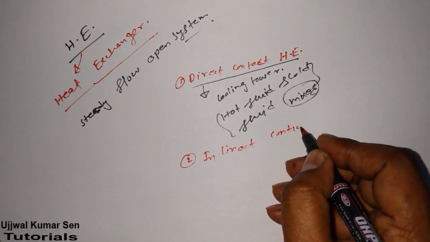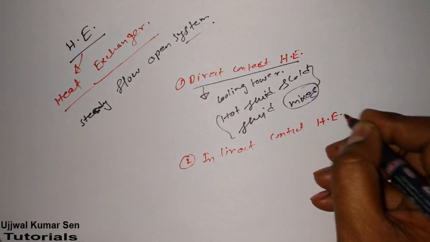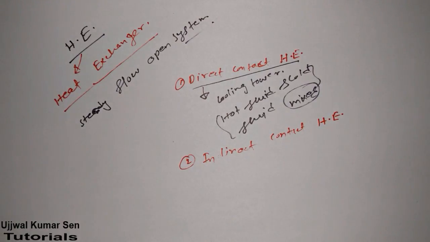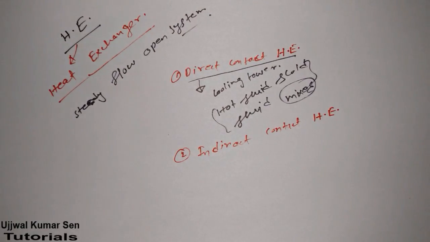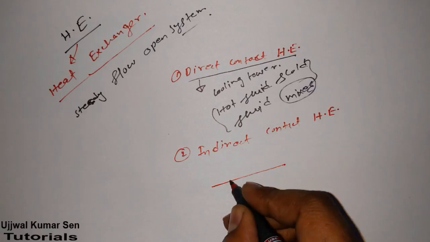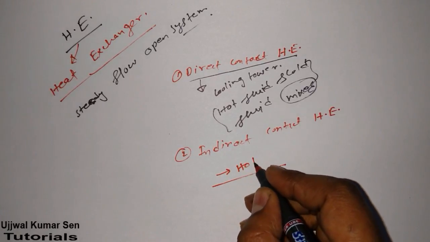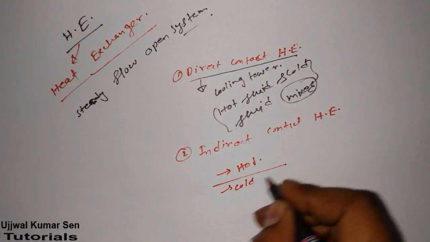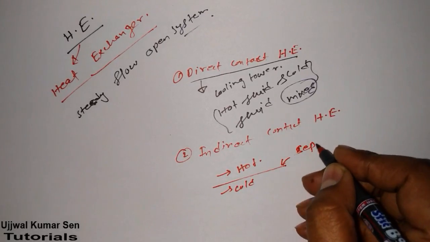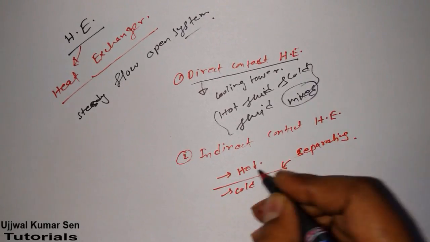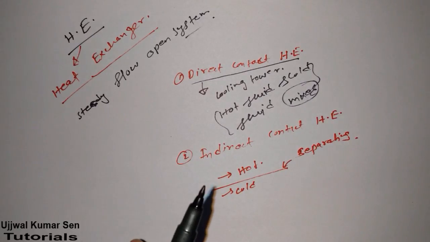Alright, now the next one is the indirect contact heat exchanger. So what is it? Indirect contact heat exchanger means it will not allow the hot fluid and cold fluid to contact directly or mix up. There is a gap. Suppose that hot fluid is flowing here and cold fluid there, and there is a separating wall. That's why both fluids will not mix up. This is known as an indirect contact heat exchanger.